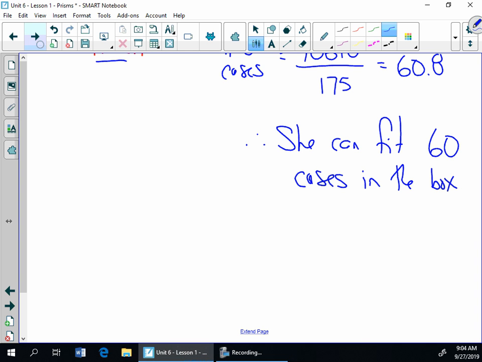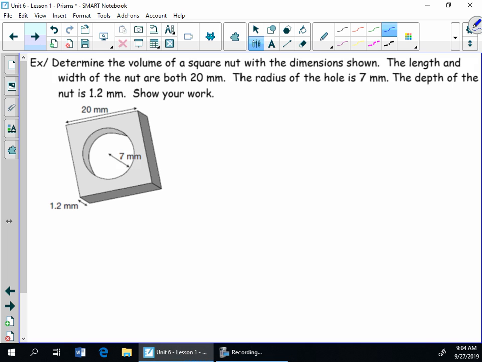Let's try one more. Determine the volume of a square nut with the dimensions shown. The length and the width of the nut are both 20 millimeters. The radius of the hole is 7 millimeters, and the depth of the nut is 1.2 millimeters. So all the diagram is telling us is the information from the question. Show your work. So this kind of goes back to our last unit where we had composite shapes.